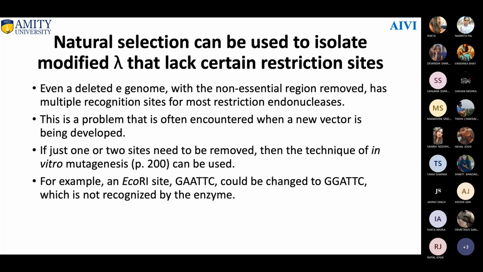So the second issue is that you need to work on the second thing, that is the unnecessary restriction sites. Okay, so unnecessary restriction sites you have to remove. Even a deleted lambda genome with non-essential regions removed has multiple recognition sites for most restriction enzymes. This is a problem often encountered when a new vector is being developed.